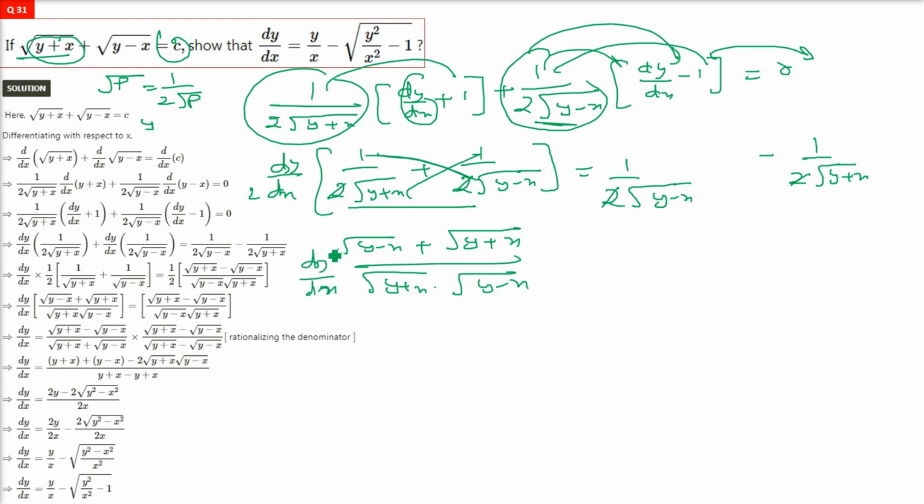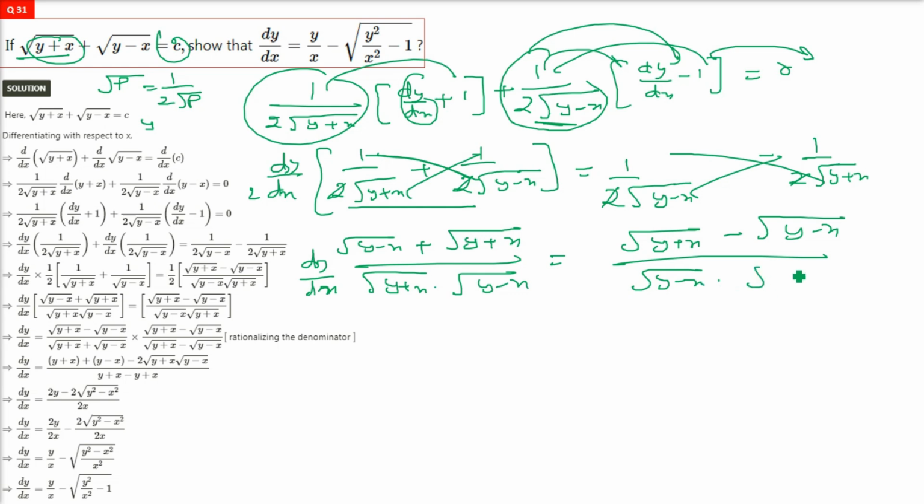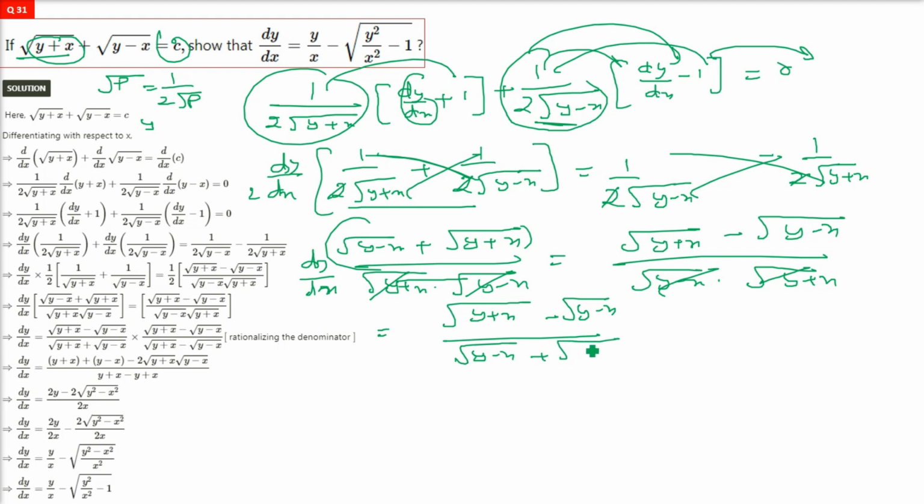Dy by dx is already there. What will this be? Under root y plus x minus under root y minus x, divided by again under root y plus x into under root y minus x. This is clear? Now what do you see here? In the denominator, the terms are same, so you can just cancel these two out. You can remove this because they are the same. And now only the numerator of the left hand side remains, that can go in the denominator on the right hand side. So under root y plus x minus under root y minus x, divided by under root y minus x plus under root y plus x.